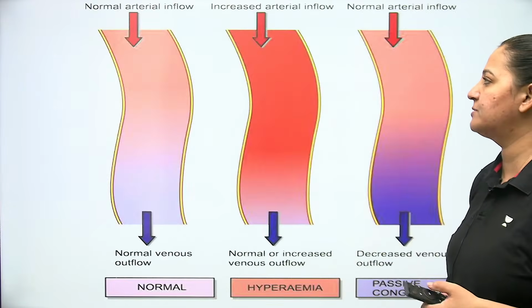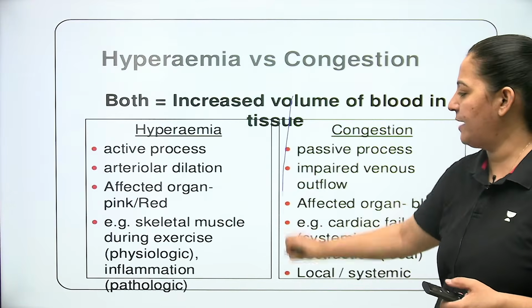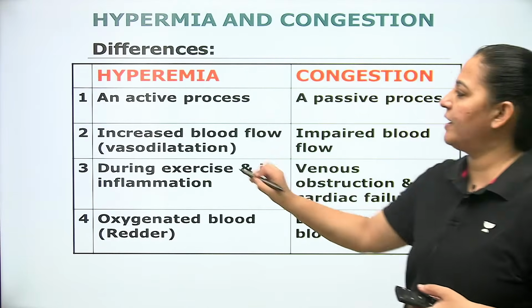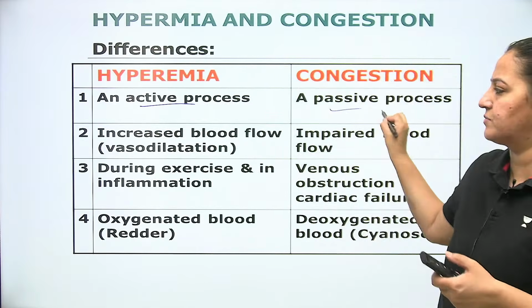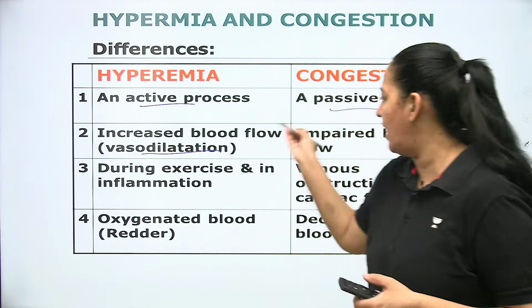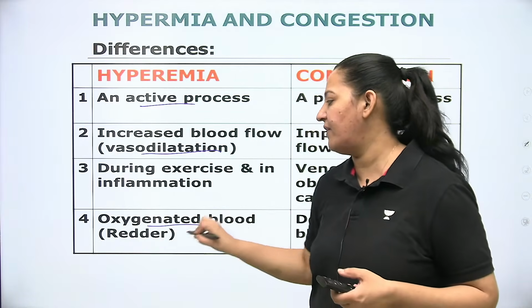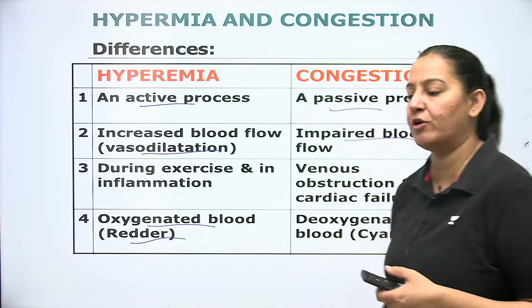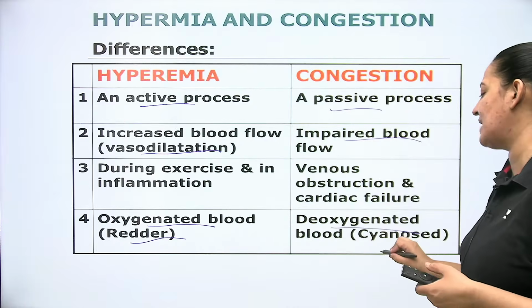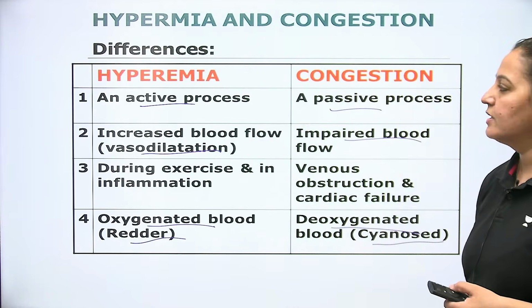It is a passive process, right? And the organ becomes blue, that is cyanotic, because deoxygenated blood is gathered. So you can see the differences between hyperemia and congestion. In hyperemia, it is an active process. Congestion is a passive process. Hyperemia, vasodilation of the artery. Congestion, venous obstruction. Here, oxygenated blood is gathered, that is, the organ is red or erythema. Here deoxygenated blood is accumulated, that's why the organ is cyanotic. So these are the differences.